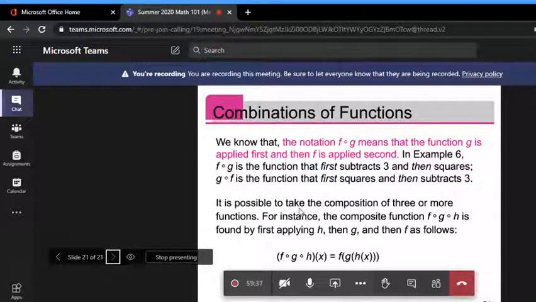Okay. All right. You can compose more than two. You can compose 3 functions together if you want. That's what it says, and it's the end of this slide as well. Okay. Let me get to the other slide.